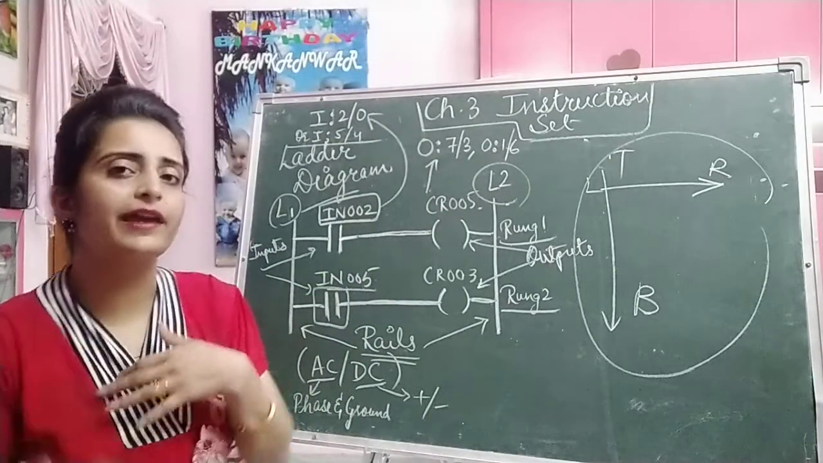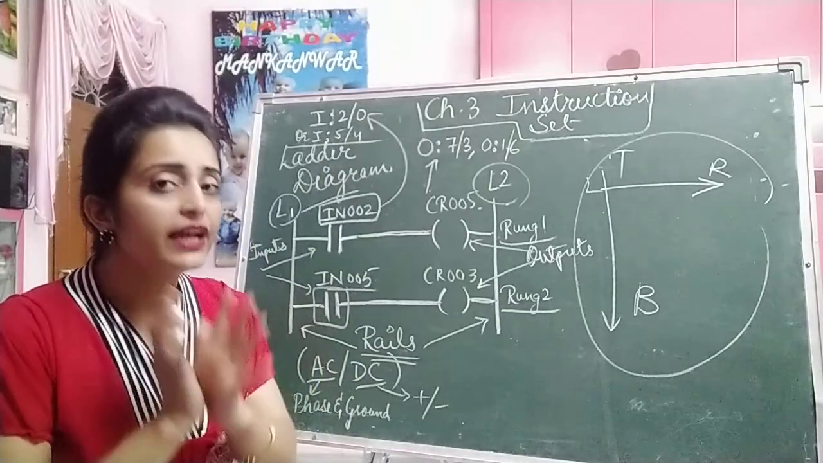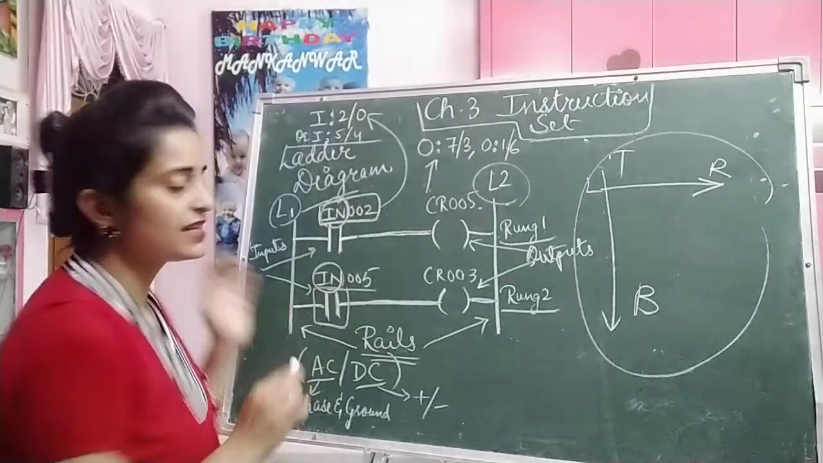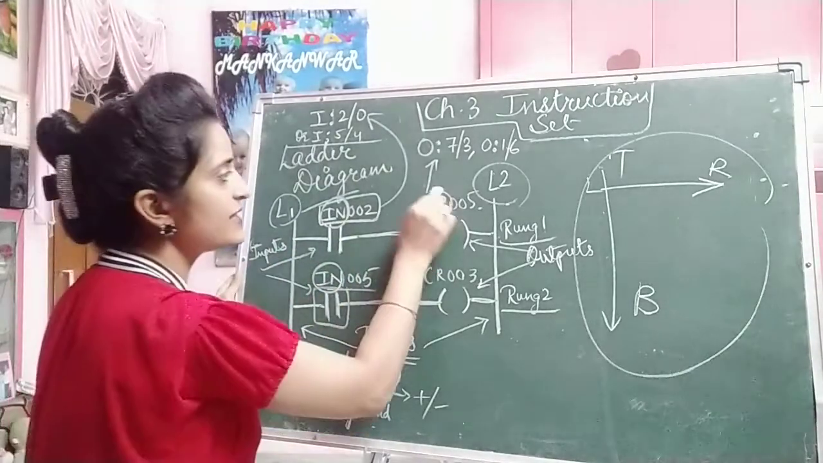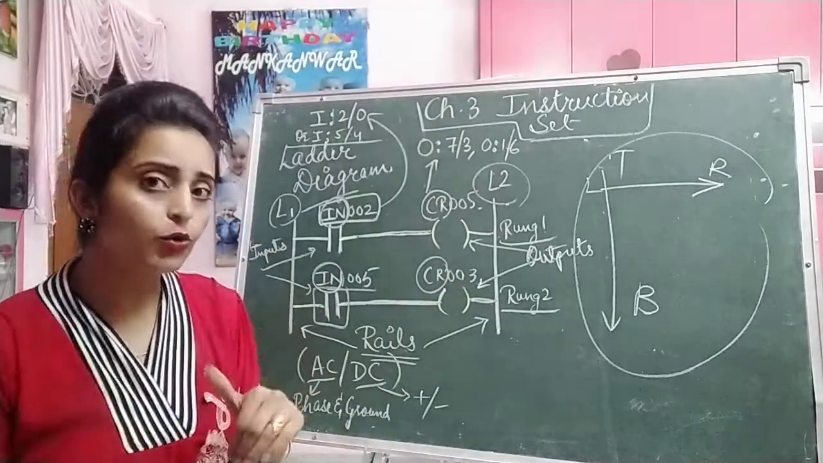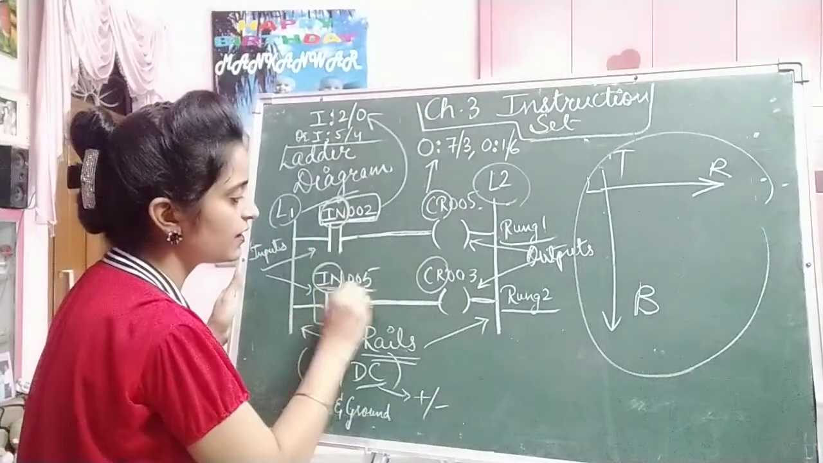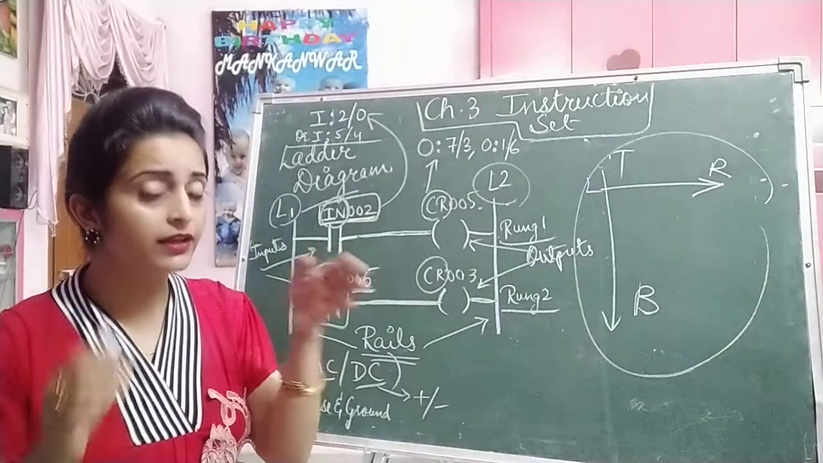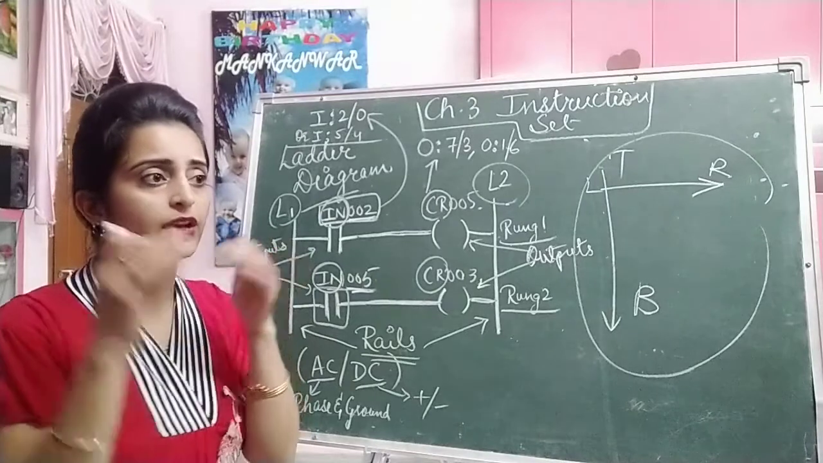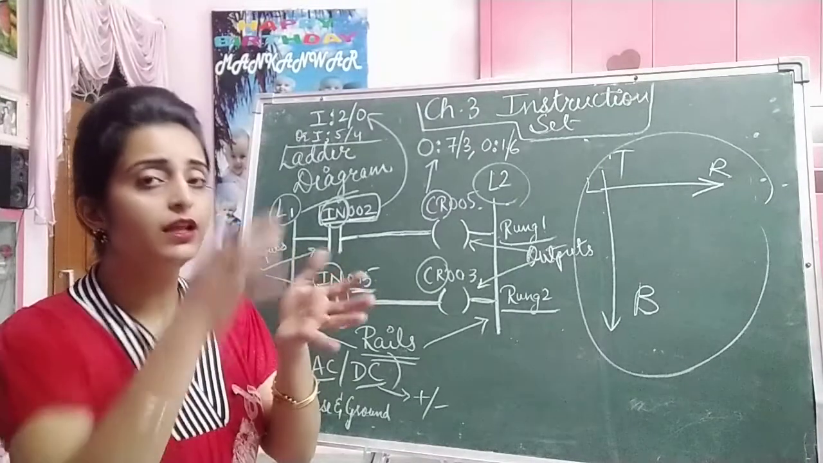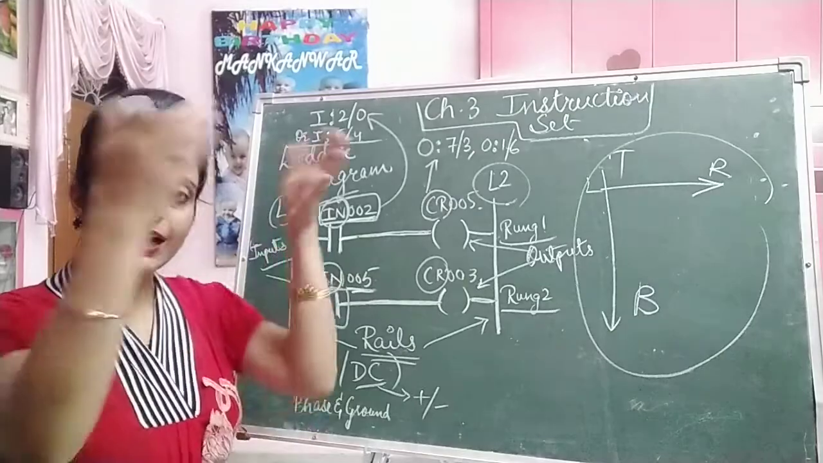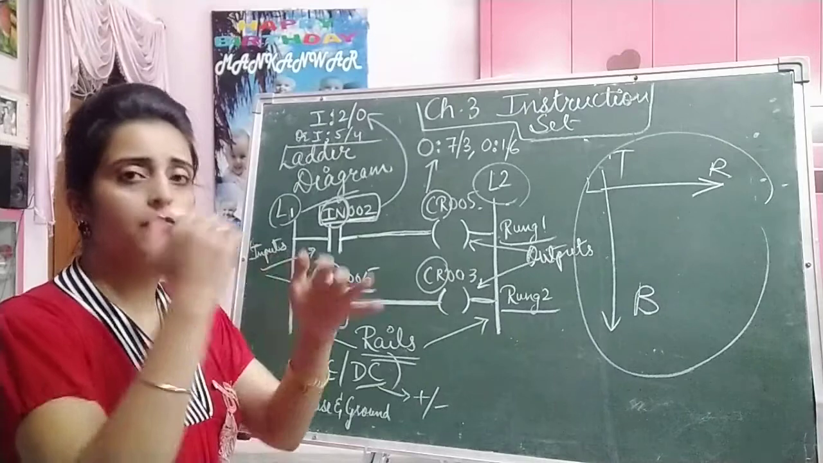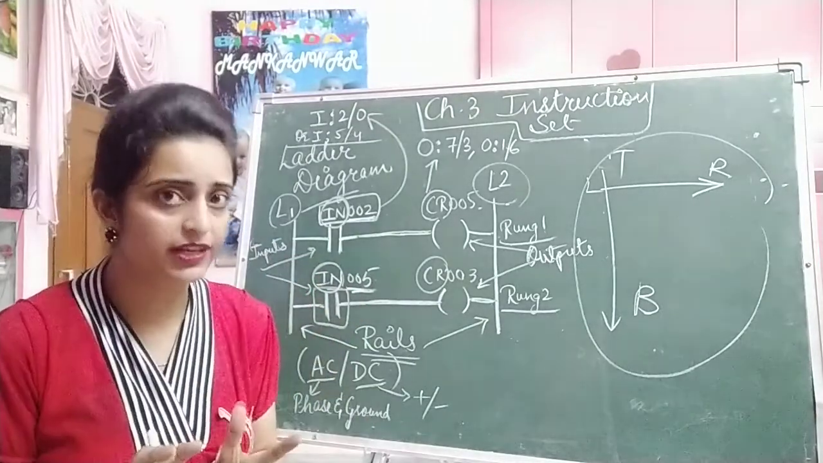Now what do we mean by IN002 or 005? This represents the input, CR here represents the output, and these numbers basically represent the terminal number. As we have already studied in racks and chassis, whenever the PLC is to be programmed, there are racks in a chassis, with a rack number and terminal number. All these things we have already studied, right?